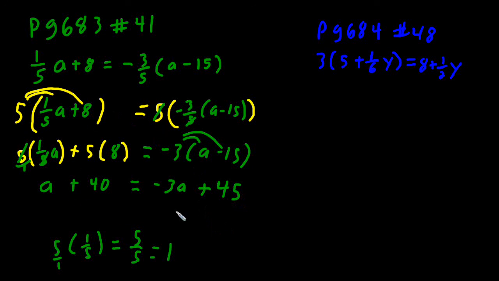And then if you look at this equation, maybe you know how to complete it. You need to get your variables on one side and your numbers on the other. What I like to do here is to add 3a to each side. And subtract 40.